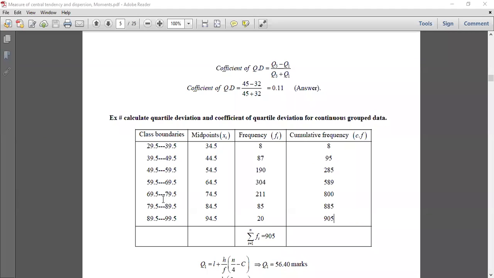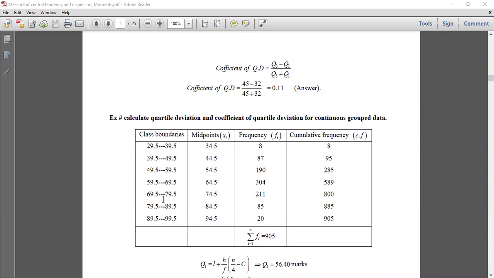Okay, for the quartile deviation formula for this group data, we need to calculate two terms: first of all, Q3 and Q1. For ungrouped data we already know how to do that. Let us find the formula for group data. So kindly write down the formula for group data.